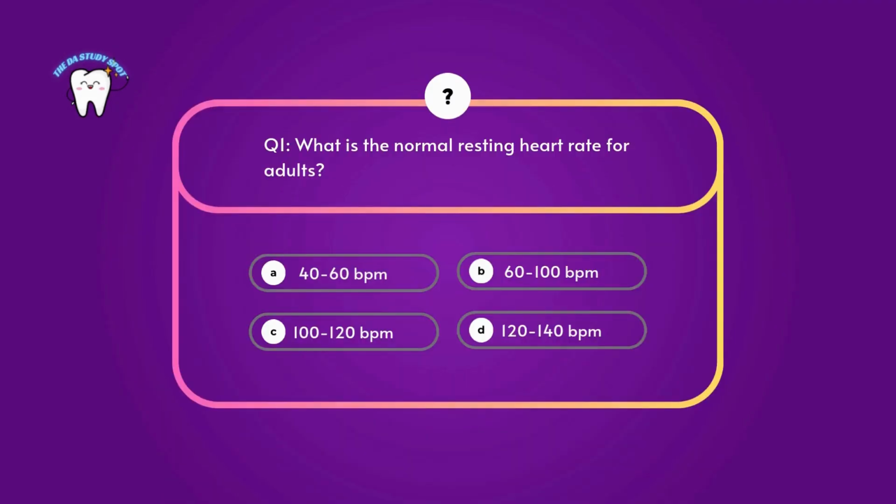Question 1. What is the normal resting heart rate for adults? A. 40 to 60 BPM, B. 60 to 100 BPM, C. 100 to 120 BPM, D. 120 to 140 BPM.